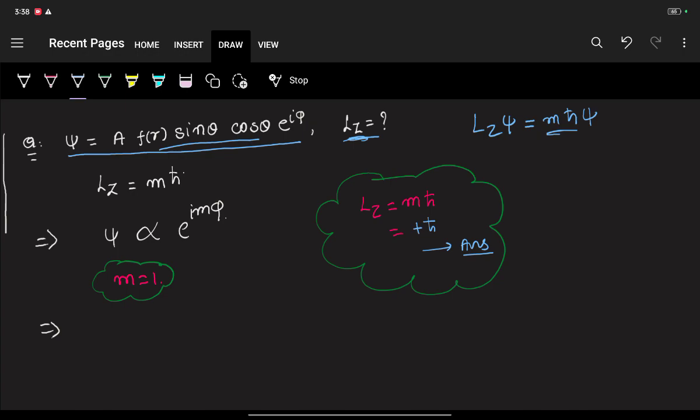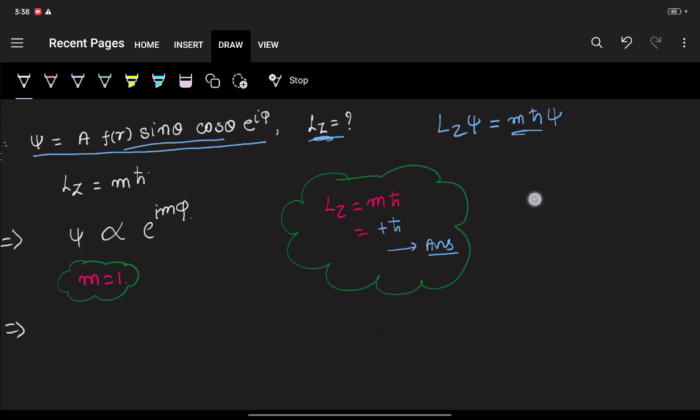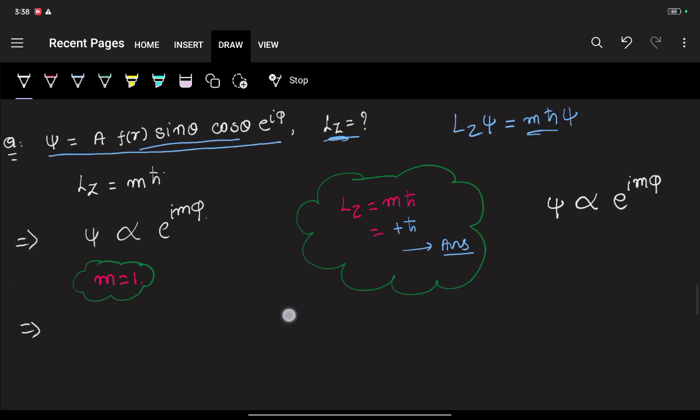You may have learned this in spherical harmonics: for the hydrogen atom, psi is directly proportional to e raised to i m phi. That is how the wave function is related. Here in this expression, if we focus on e raised to i phi, the value of m comes out to be 1, because if we compare these two, m is equal to 1.